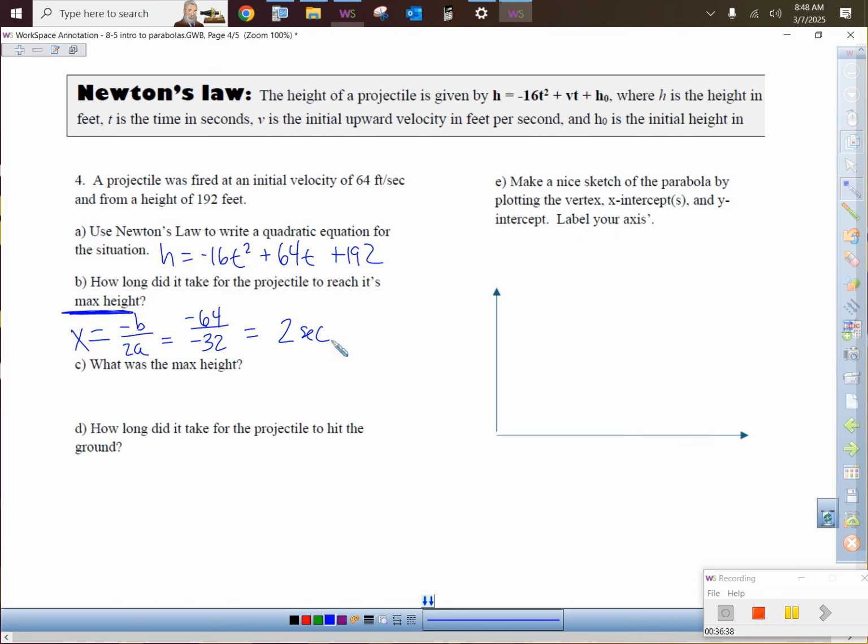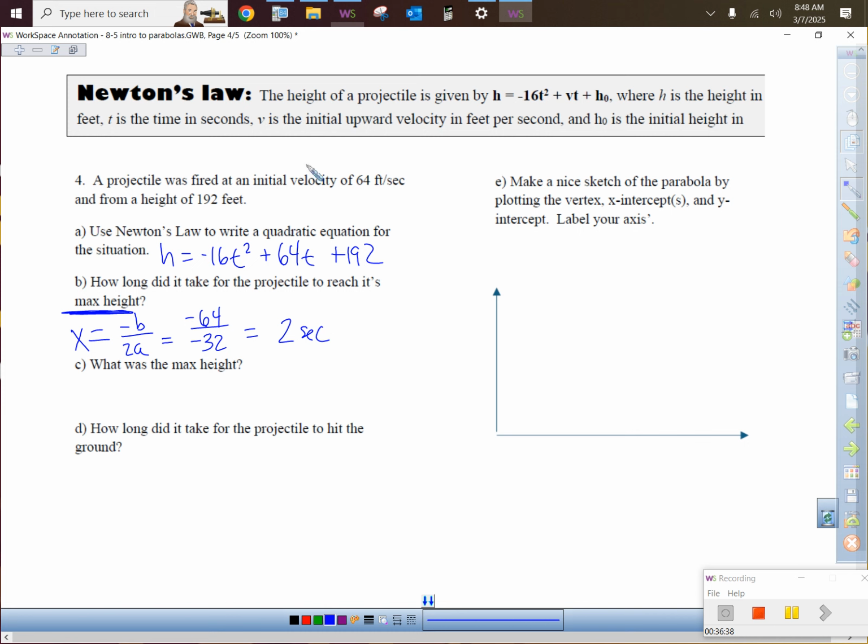All of these are going to come out real nice because I made them factorable. Does that make sense? Most real-life scenarios don't come out this nice. They will be quadratic equations, but you will not be able to factor them. You wouldn't be able to find two numbers that multiply together to be this and add together to this. There's got to be another way to solve them. We'll learn that in another chapter. So that's 2 seconds.